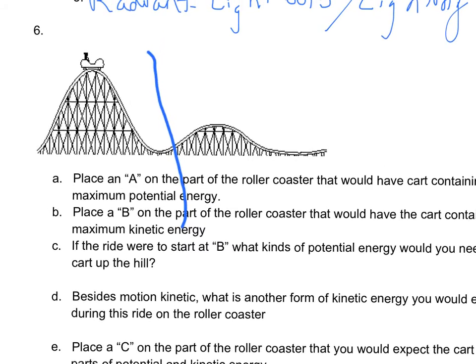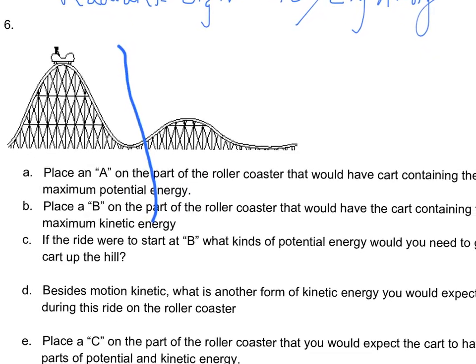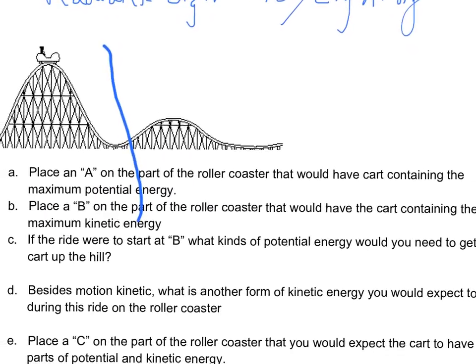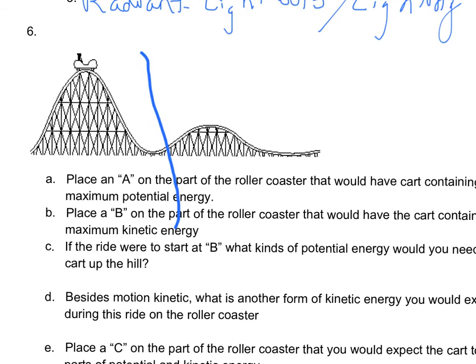Okay, so we are going to take care of this part now. The roller coaster, it says to place an X or place an A on the part of the roller coaster that would have the cart containing the maximum potential. Okay, so that is easy. Right at the top of the hill, maximum potential energy. Place a B on the part of the roller coaster that would have the maximum kinetic. So we go to the lowest part of the roller coaster, and that is our maximum kinetic. That is where we're going to have the least amount of potential.